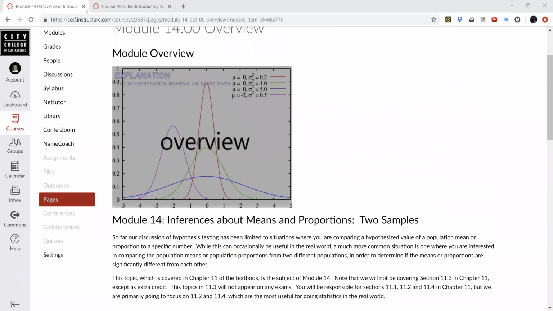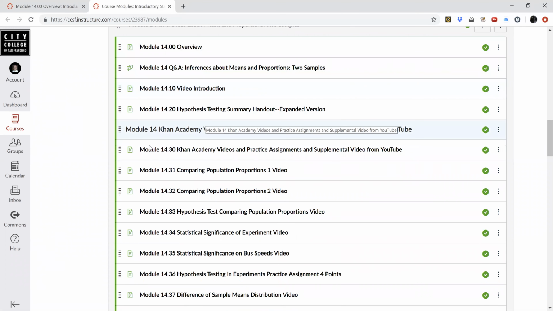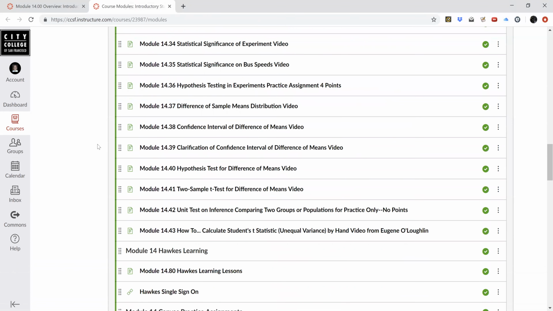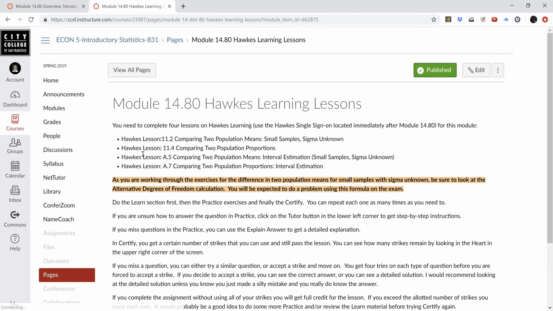So what is the process? Well, it's going to be very similar to what we've been doing in the past. You'll be watching a number of Khan Academy assignments. This time, there are fewer videos in Khan Academy than normal and fewer assignments. You will be doing Hawk's Learning lessons. The Hawk's Learning lessons in this particular case are going to involve 4 lessons, 2 of them from Chapter 11 and 2 of them from the appendix. So you want to make sure that you do both the 2 from Chapter 11 as well as the 2 from the appendix this week.